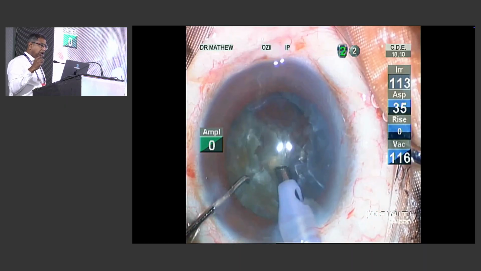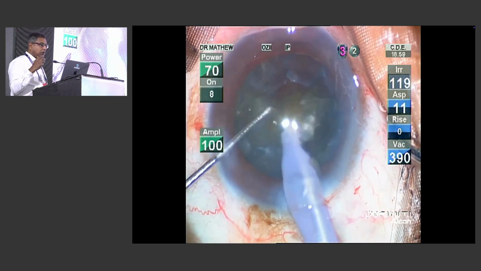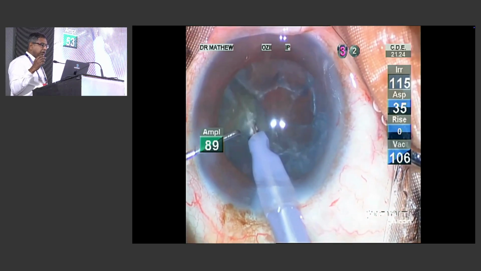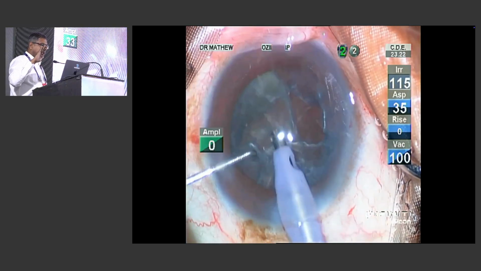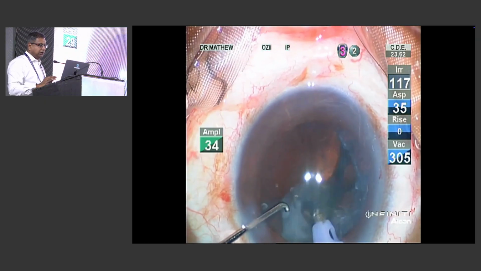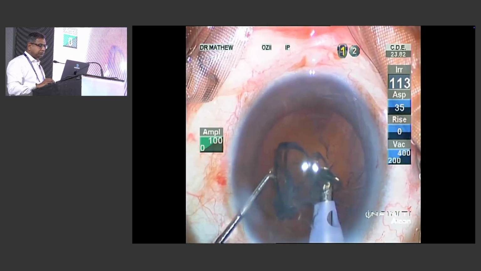And again, this allows you to do very hard brown or black brunescent cataract with a leathery posterior plate in a very safe manner, deep within the anterior chamber, away from the endothelium, preventing corneal edema, and also preventing posterior capsule rupture in this scenario.